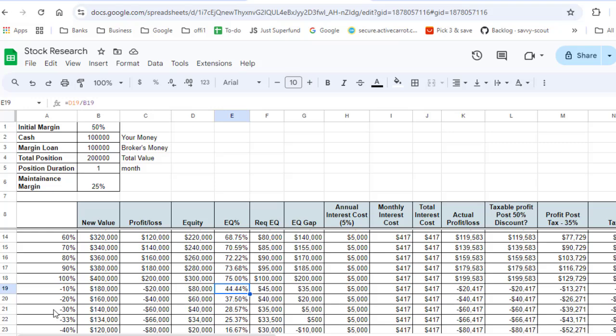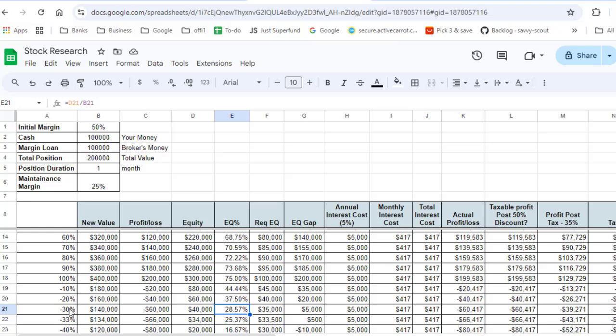Broker is happy. If the position drops by 20%, then the total value of the position becomes 160k, down from 200k. This time around, you can see that the equity percentage or the margin percentage becomes 37%. Then again, it drops by 30%, and over here you can see that the margin percentage becomes 28%. So what this maintenance margin says is that you need to keep this equity percentage or the margin percentage above 25% at any point of time.